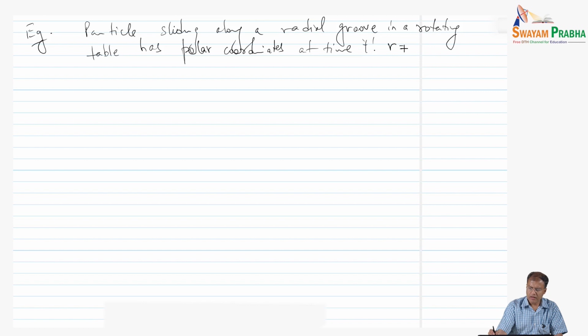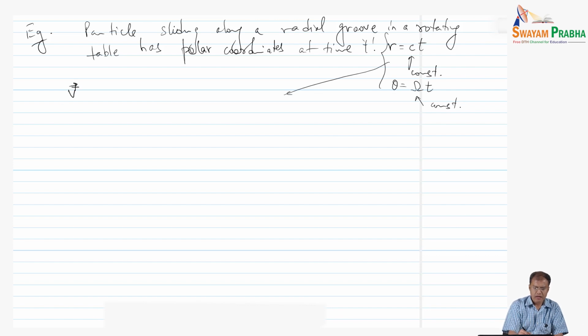We have a particle sliding along a radial groove in a rotating table, with the polar coordinate given by r equals c times t, where c is a constant. And theta is omega times t, where omega is also a constant. The formula for velocity can be quickly written as v equals v r hat, the speed, plus r theta dot times theta hat, the polar formula.